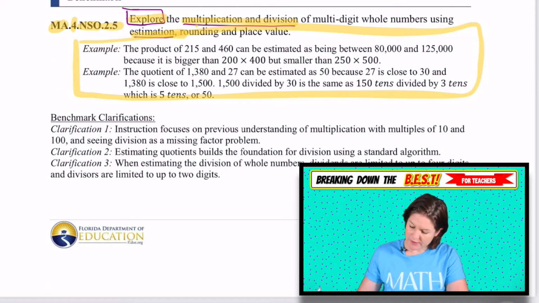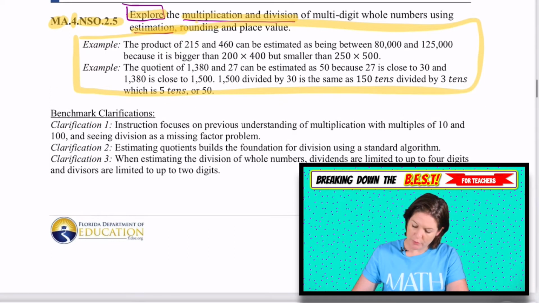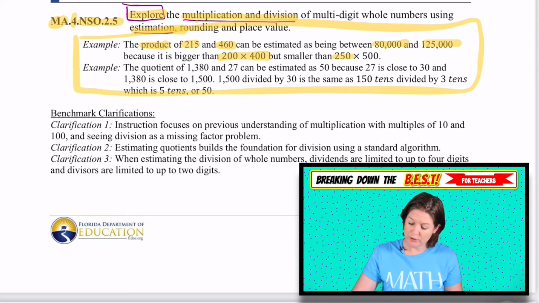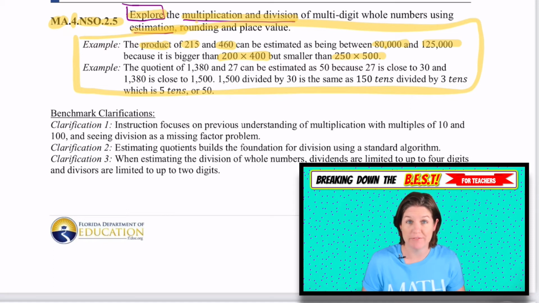And what I liked was that they were saying, okay, so the product of 215 and 460 can be estimated as being between 80,000 and 125,000 because we could round down to 200 times 400, or we could round up to 250 times 500. So we know that our estimation will be between the product of 80,000 and 125,000.